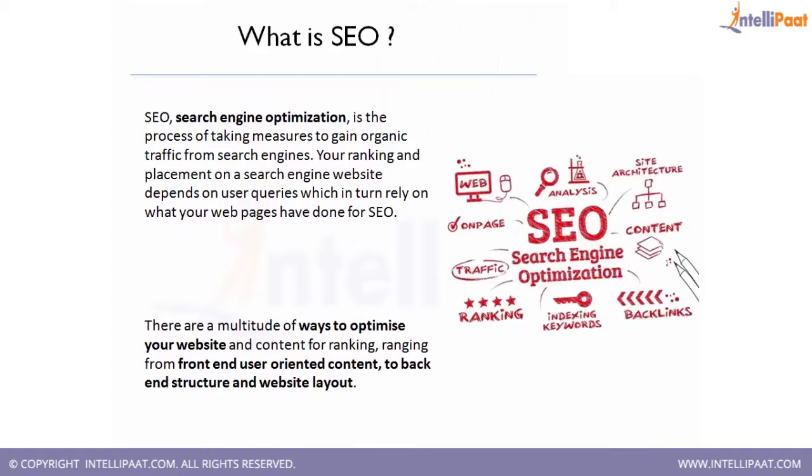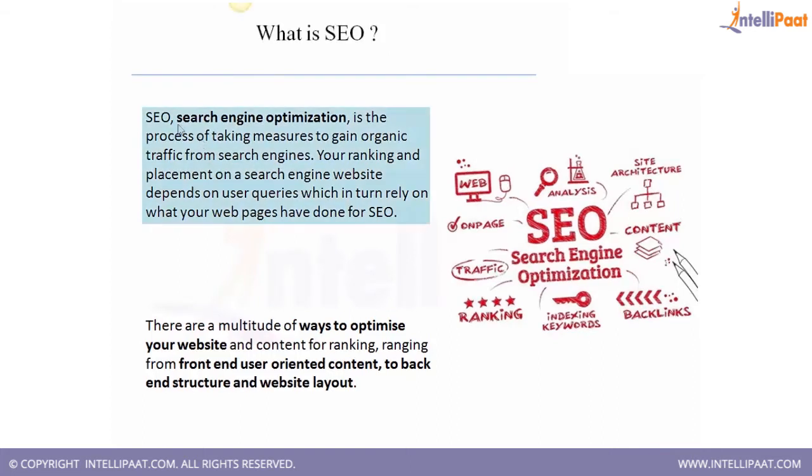So that's the objective. I'll move back to my slide again. All right, so like I said, SEO is the process of taking measures, taking corrective actions, to gain organic traffic from search engines. Your ranking and placement on a search engine website depends on user queries. The user query I used in that particular example was buy iPhone 6. If my end customer is typing in buy iPhone 6 and I sell iPhone 6, it's perfect. I should get my website optimized for those specific queries which my end audience would type in while looking for a kind of product which I also sell, right?